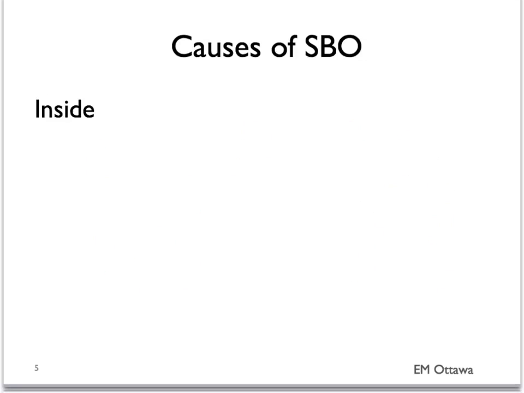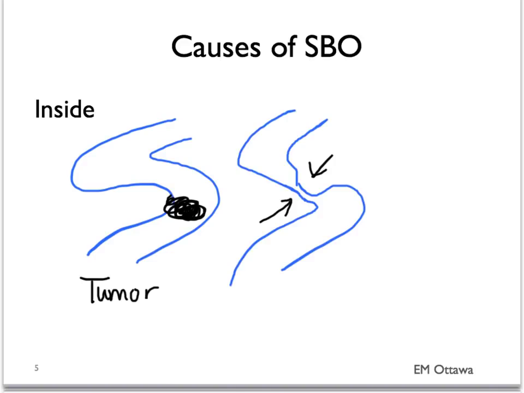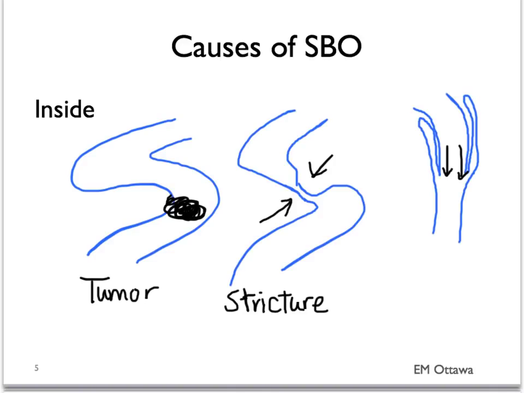In the bowel itself, inside causes of small bowel obstruction include masses, narrowing or strictures, intussusception, where one part of the bowel is telescoping into another part of the bowel. Also, inflammatory bowel disease such as Crohn's disease can also lead to obstruction.